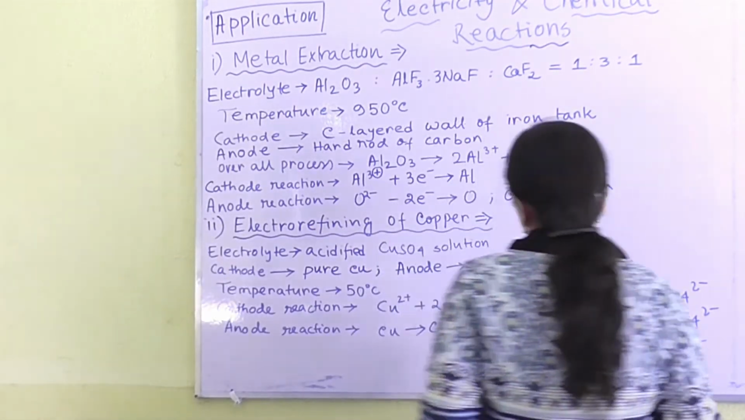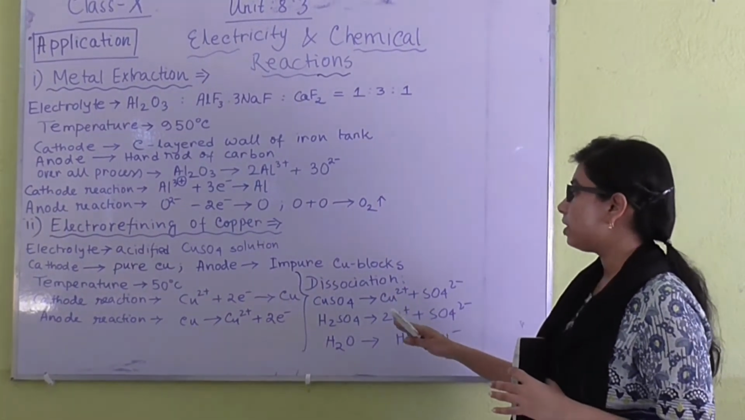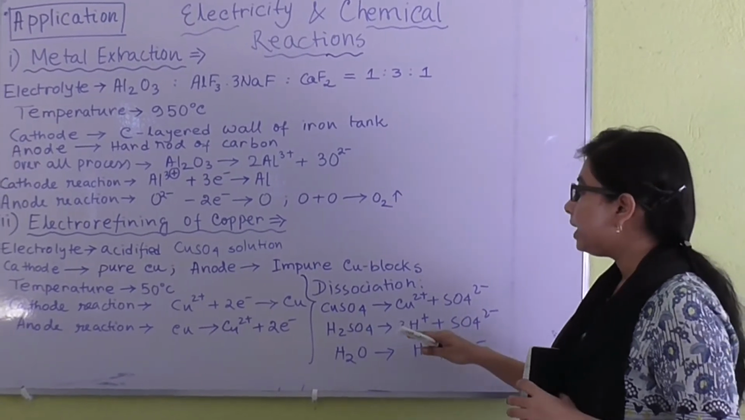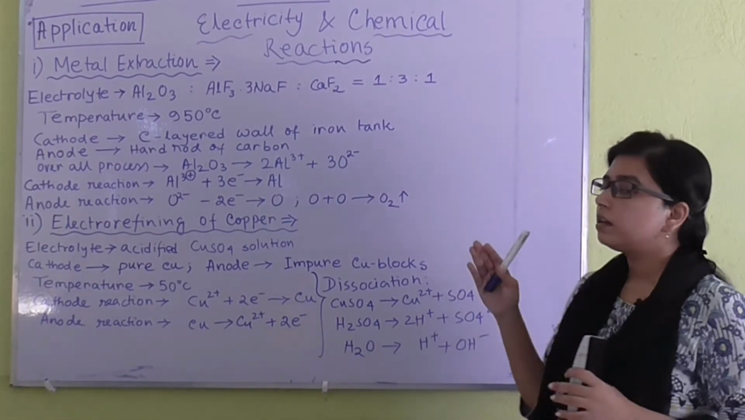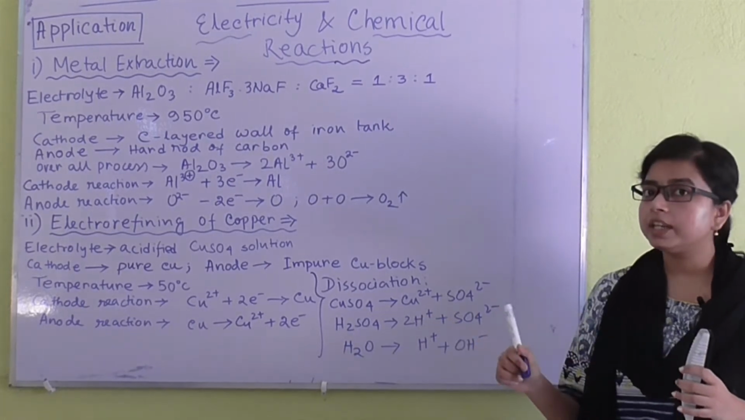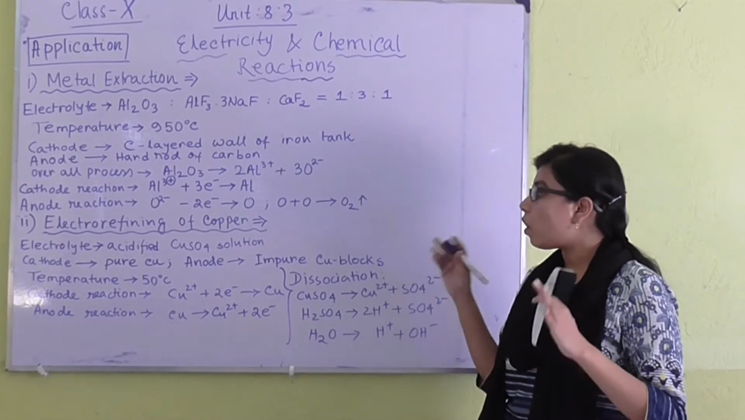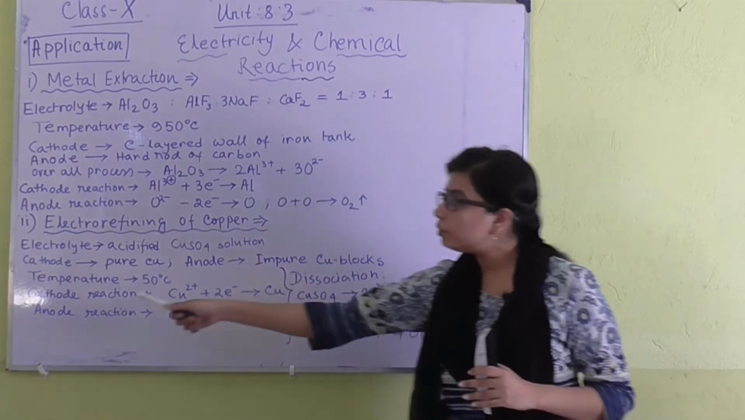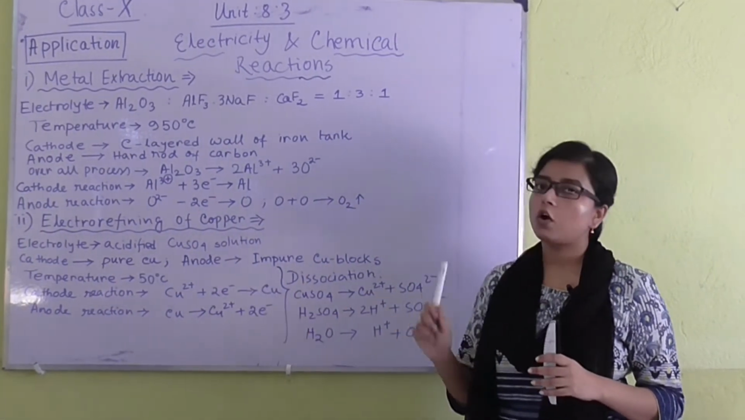Now, here we have two types of cations. One is Cu2+, another one is H+. Now, between H+ and Cu2+, as we know, the H+ ion is more electropositive in nature than the Cu2+ ion. So all the Cu2+ ions from CuSO4 will move towards the cathode, accepting 2 electrons, forming copper metal at the cathode.